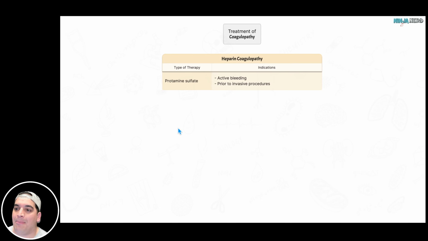All right, heparin coagulopathy. The only reason we would actually reverse heparin is if a patient is bleeding or they're about to get a super invasive procedure like a cardiac surgery, any kind of surgery that poses a risk of bleeding and they wouldn't be able to stop bleeding.